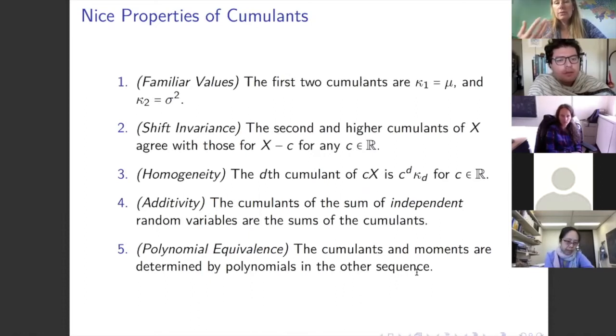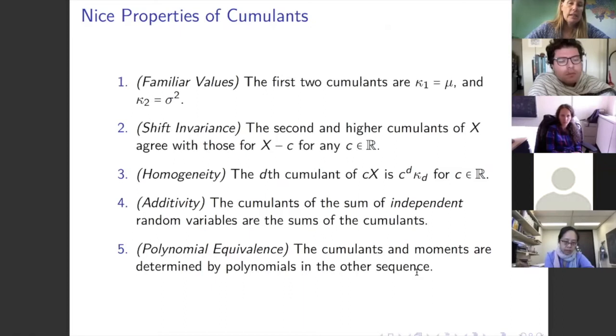So for the second and higher ones, it's like the variance. You don't care if you add a constant to the statistic, it won't change the variance. Same thing holds for all the higher cumulants. The homogeneity property is that if you know the cumulants of a random variable x, then you also can figure out the cumulants of c times x for any constant c. It's just the dth cumulant will be c to the d times kappa d. Okay, so that's easy to pop out a constant.